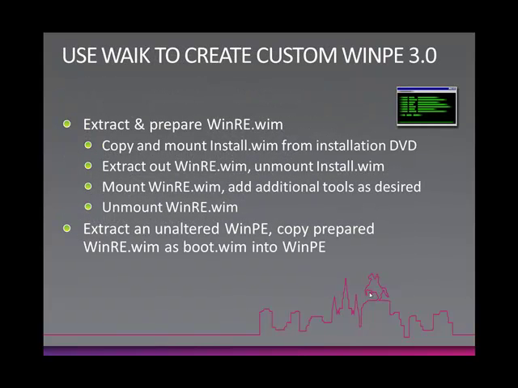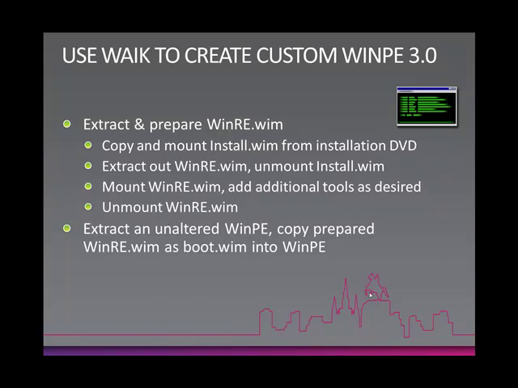And we do that basically by extracting out the install.wim from the installation DVD and mount it, and we find within the install.wim image file the winre.wim. Now we can simply copy this out or extract it out. And then we can mount the WinRE and even add additional tools to it beyond the tool set that's available in the Windows PE. So things like ImageX or SysPrep or other executables can be added to it then.